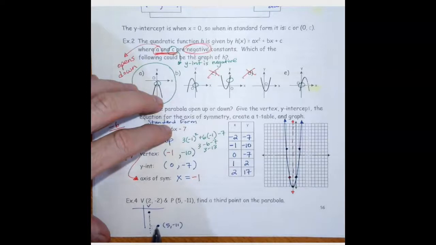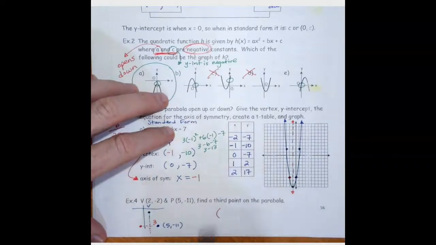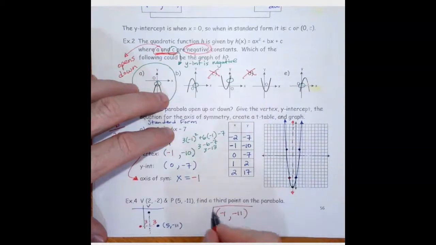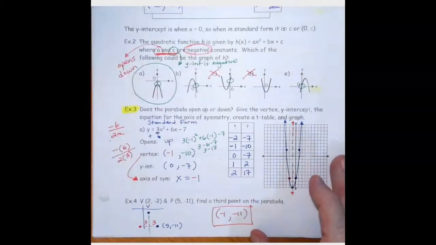But this point will be on the same side, same distance across the axis of symmetry. So from 2 to 5, that's 3. Besides that, it's going to have the same y-coordinate because it just goes straight across. So that y-coordinate is going to be -11. Now, the x-coordinate: we had to go 3 to get to here, so we would have to go 3 on this side. So 2 minus 3 is -1. So that's -1, -11.